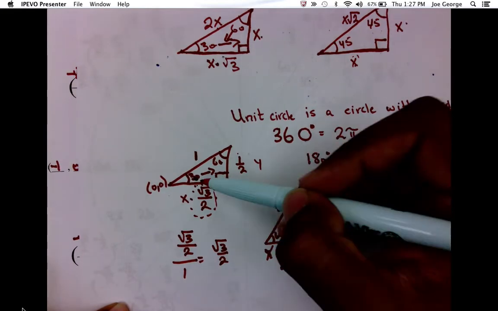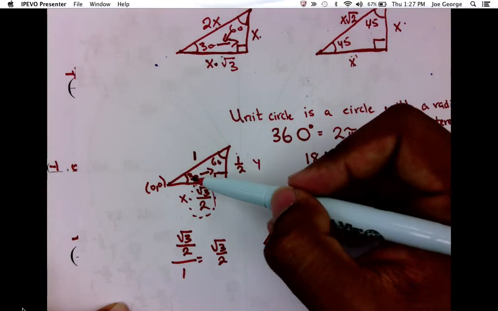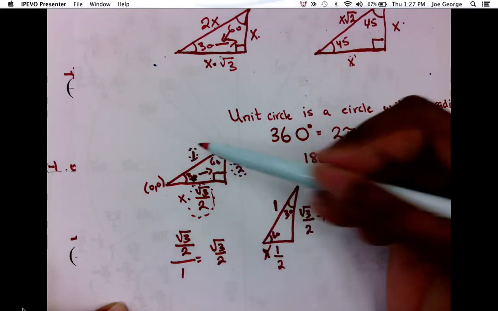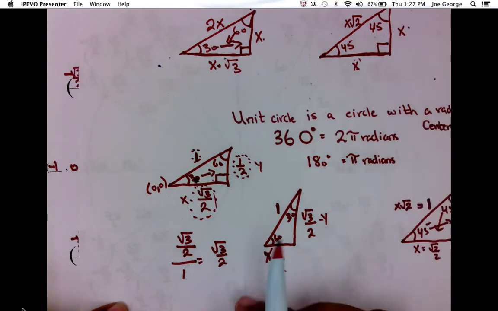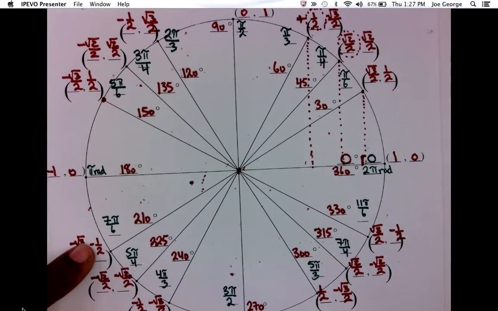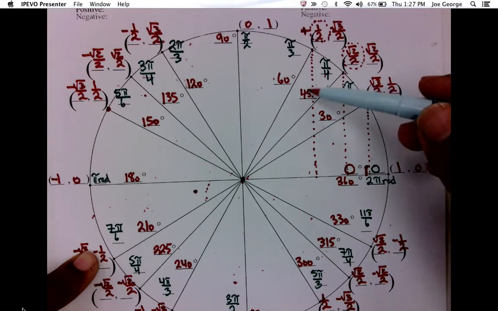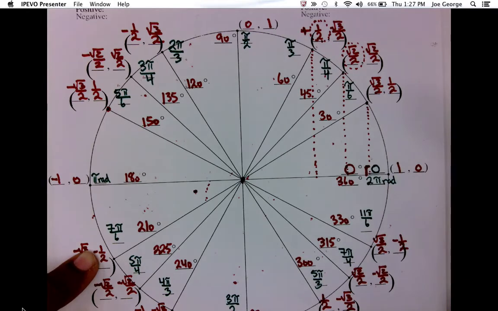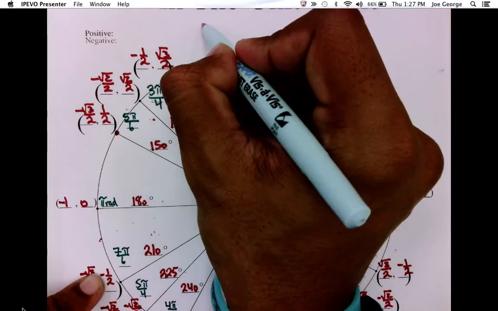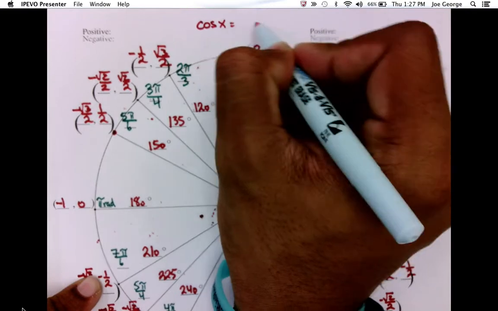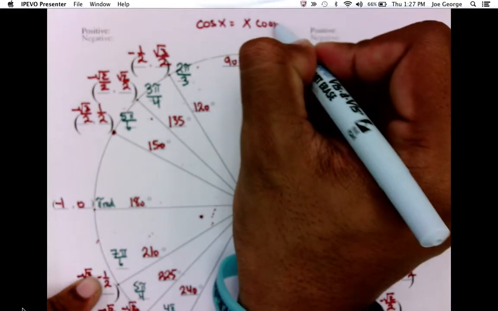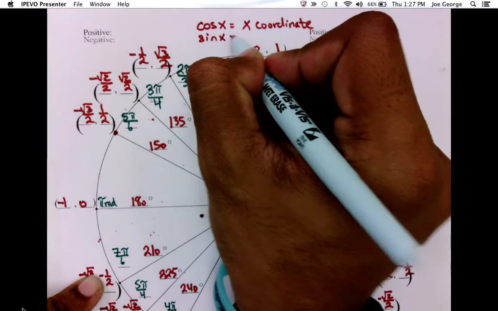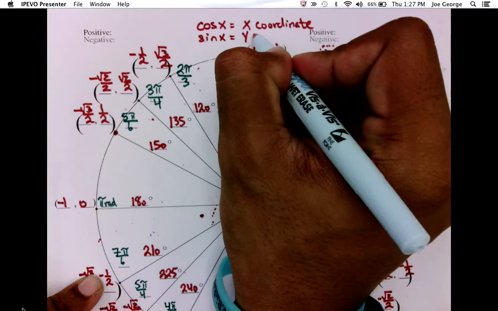And same thing for my sine. So if I ask you for sine of 30 degrees, what are you really doing? Sine is opposite, which is 1/2, over your hypotenuse, which is 1. 1/2 over 1 is 1/2. Now, the easy way to remember this is anytime someone asks you for cosine of 30 degrees, 45, 60, 90, anything on your unit circle, all you have to think about is cosine of x will be your x-coordinate, and sine of x, of whatever angle x is, will be your y-coordinate.